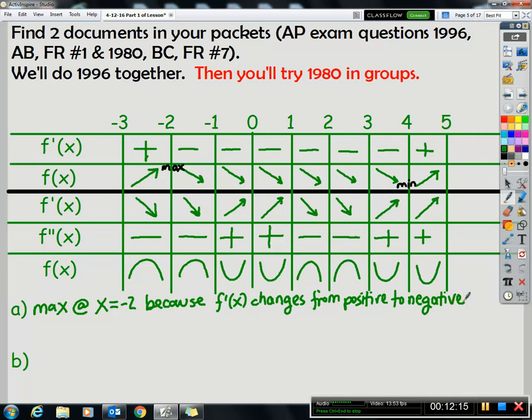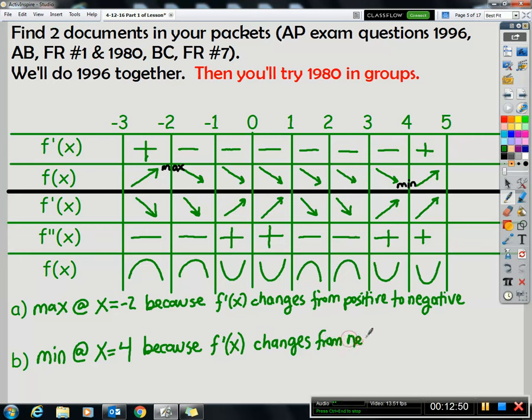Well, if you look at part B, where is the min? Well, we already know, and you probably already know how to answer this. So you would say the min is at x equals, I heard you say 4. You're doing a good job. Now, why is that? Can you finish the because part of this statement? I hope you are writing f prime of x changes from negative to positive.